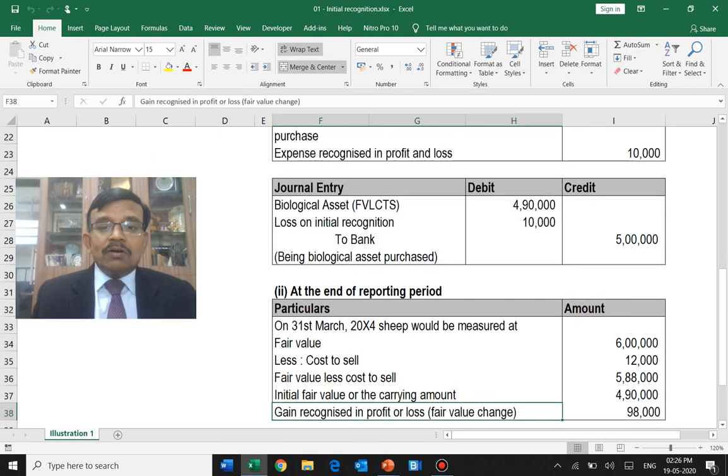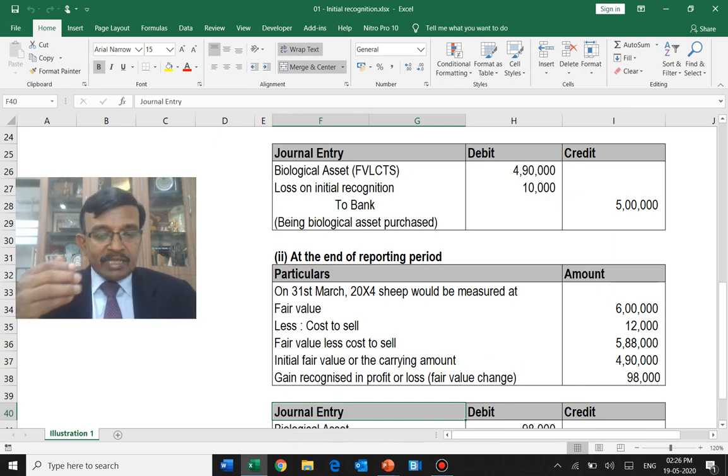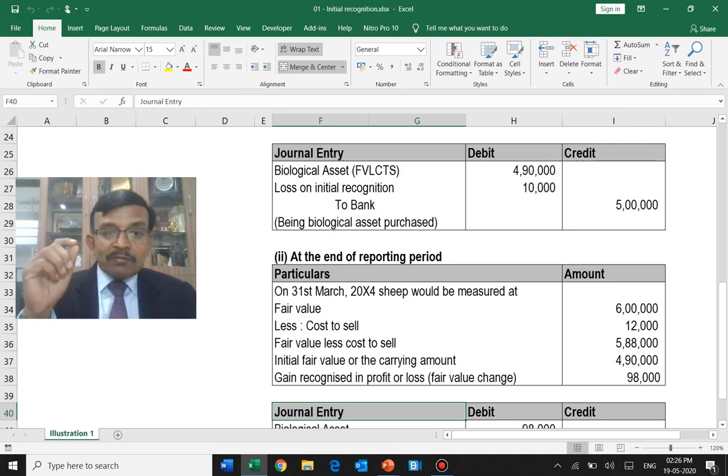Now, we go to the end of the reporting period. That is a subsequent measurement where the fair value has gone to 6 lakh rupees. What is the cost to sell? 2%. After that, the fair value less cost to sell is 5.88. What is the initial fair value which I have considered? 4.90. So 5.88 minus 4.90, 0.98 is the gain or increase in the fair value. That fair value change should be credited to the profit and loss account.